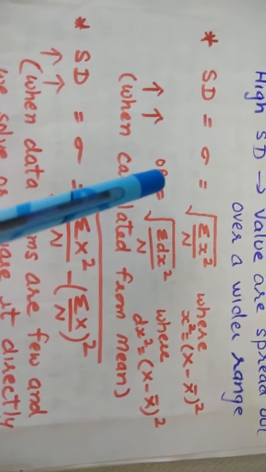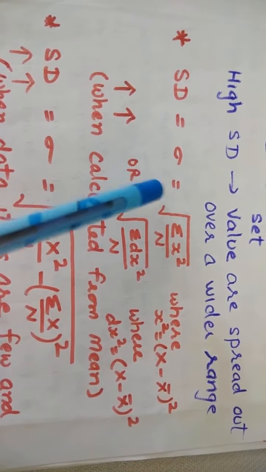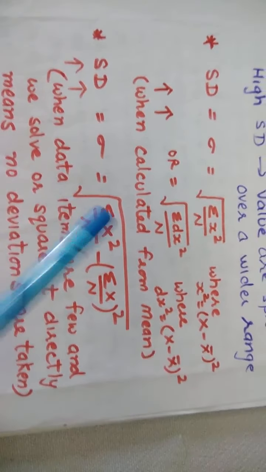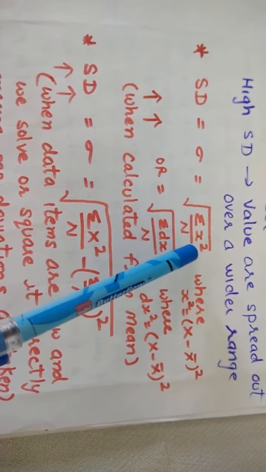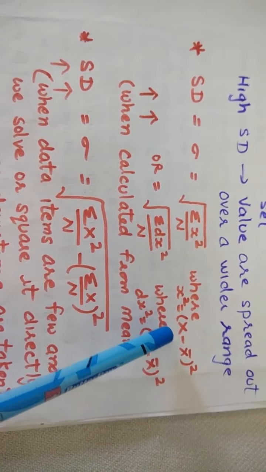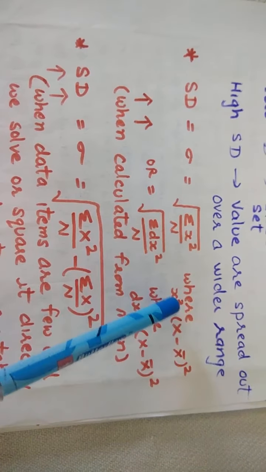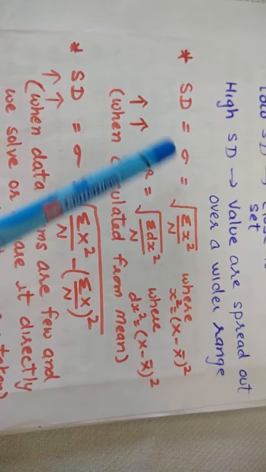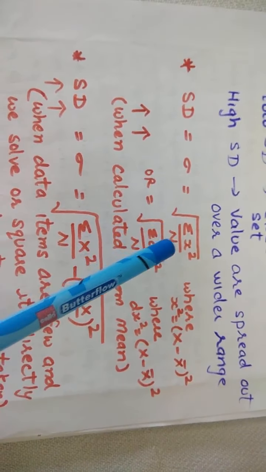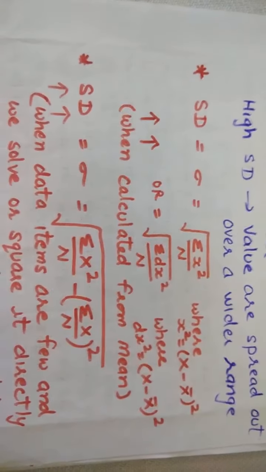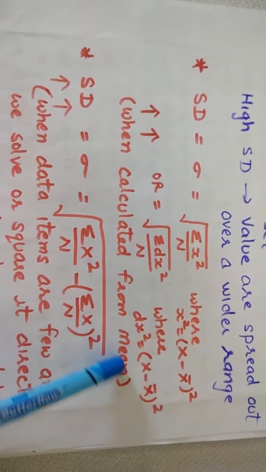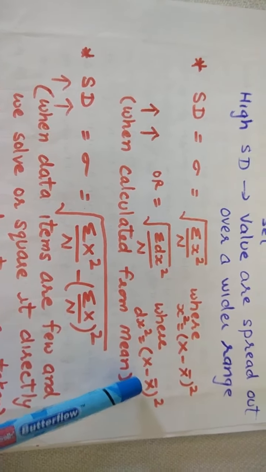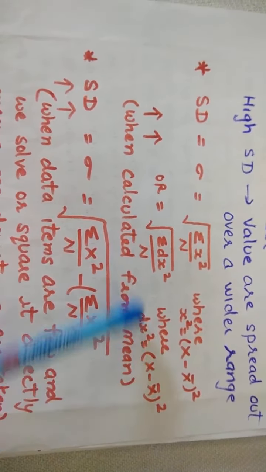Now the formula to measure standard deviation. Standard deviation is denoted by this sign. The formula for this is the square root of summation x square over n, where x square is deviation taken from mean and squared. Note one thing, standard deviation is always calculated from mean. Or the square root of summation dx square over n, where dx square is deviation taken as x minus mean. This formula is used when we calculate standard deviation from mean.